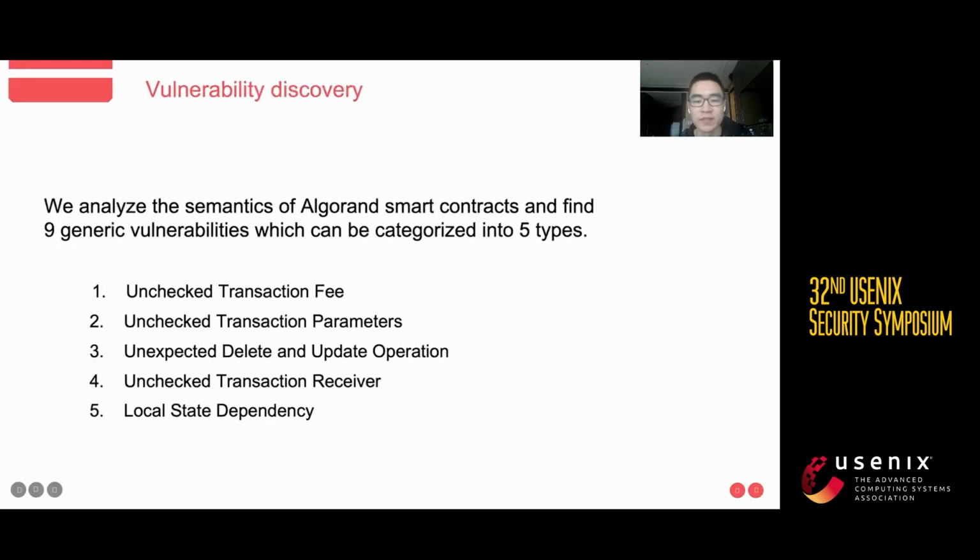To facilitate the development of smart contract-based applications, Algorand introduced some new features. However, the new features also enlarge the attack surface of Algorand smart contracts. In this study, we performed an analysis of the Algorand platform and found 5 types of generic smart contract vulnerabilities.